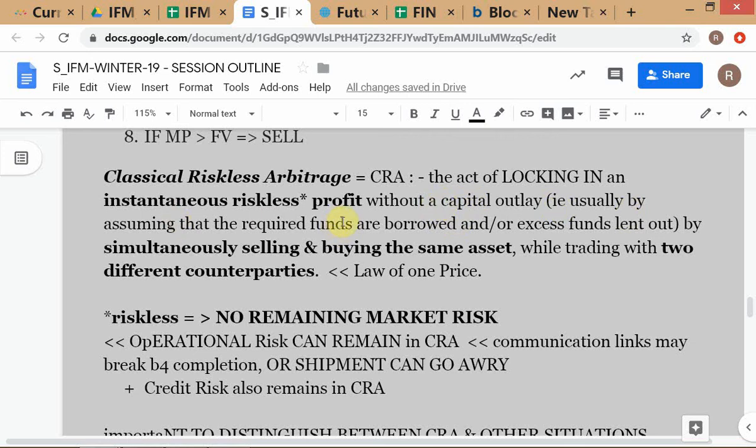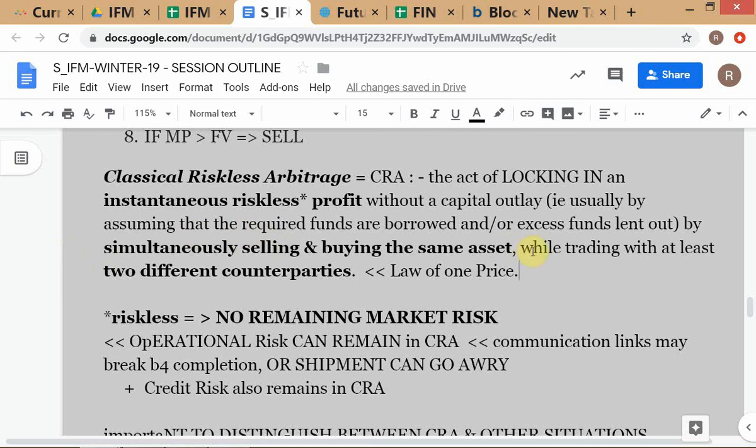So you assume that whatever required funds are borrowed and excess funds are lent out, by simultaneously buying and selling the same asset while trading with at least two counterparties. I should change that a little to "at least", because all statements have to be correct in all circumstances. You can trade with more than two, but you'll have to trade with at least two, because one guy is not going to be so stupid that he will buy and sell with you at the same time at two different prices, right?